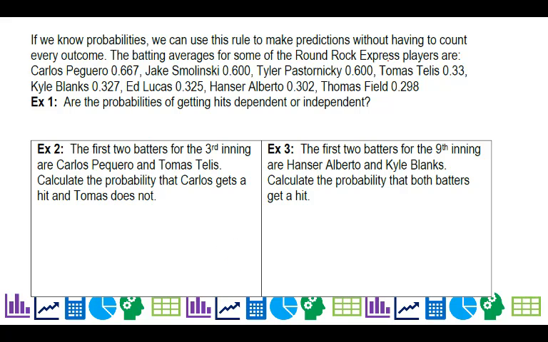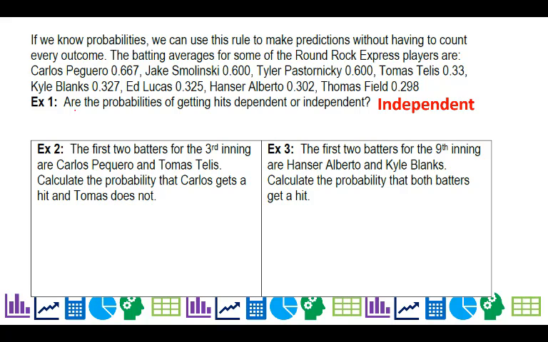We've got some batters here for the Round Rock Express. Here are their real batting averages. Are the probabilities of getting hits dependent or independent? Well, if they're good professional baseball players, you'd hope that their probabilities are pretty constant. So we would say it's independent. They shouldn't be affecting each other.